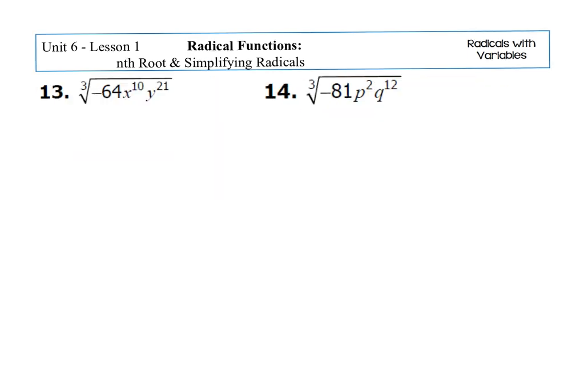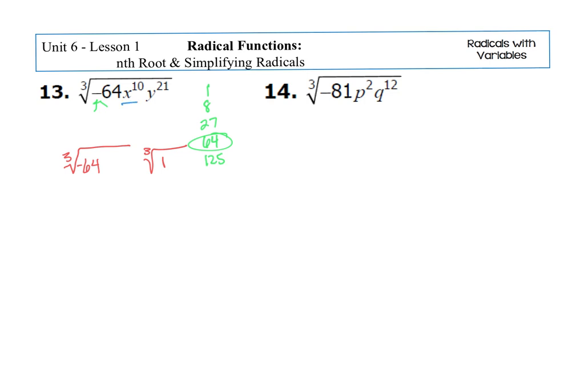So on 13, we have the cube root of negative 64 x to the 10th, y to the 21st. So we need multiples of 3 for our exponents, and I'm using my perfect cubes list. Now 64 is on my perfect cubes list, but notice we're taking the cube root of a negative, so I still need to break apart these numbers. So I'm going to make 2 cube root houses, and I'm going to say the negative part is the part we want to take out, the negative. So negative 64 times positive 1.